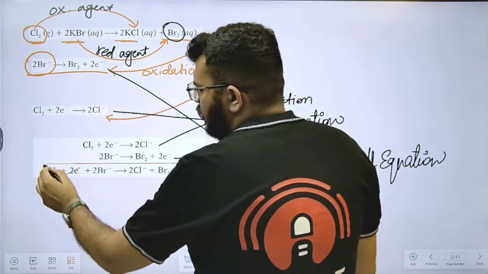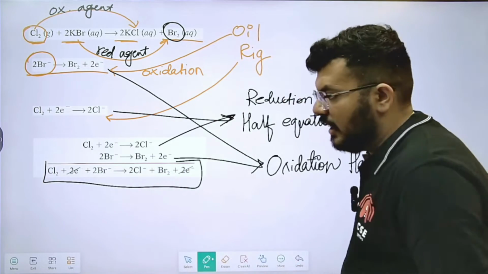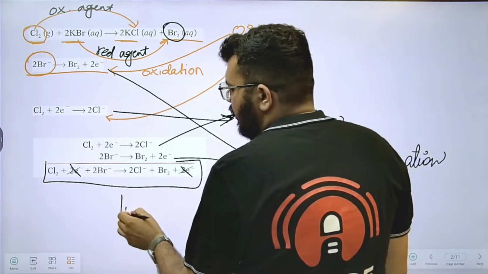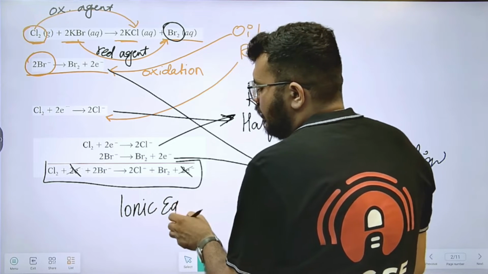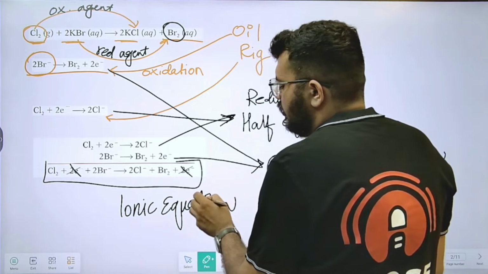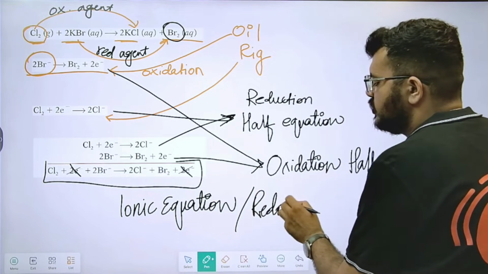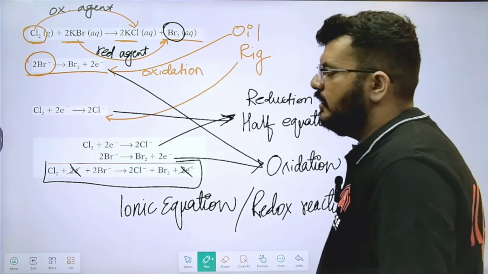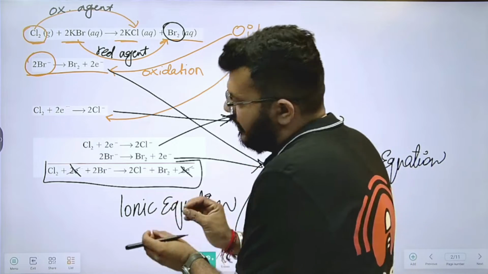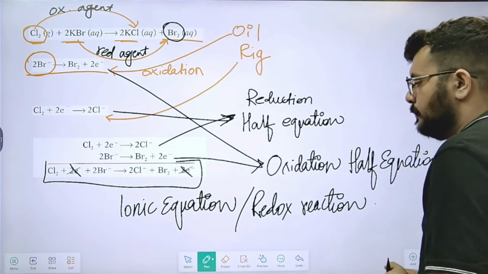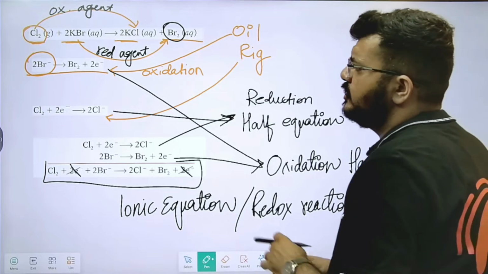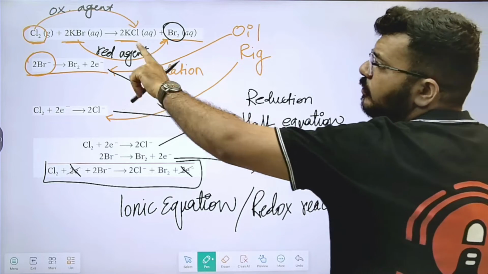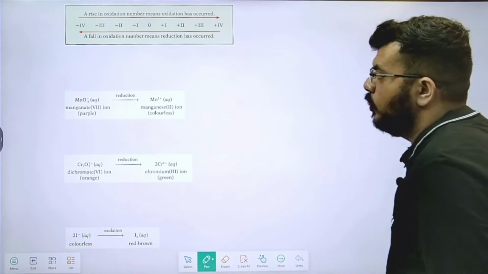When I find the total of both of these reactions and cancel out the common things on both sides, what do I get? I get the ionic equation, or I may say that this is the redox reaction that is actually taking place. This is where the ions are getting changed. This is where the electrons are changing their place. So we understood here reducing agent, oxidizing agent, how oxidation is taking place, and how reduction is taking place. And this happens because chlorine is more reactive than bromine.